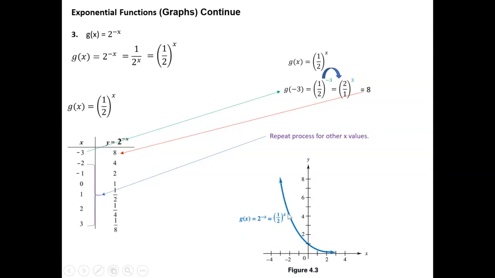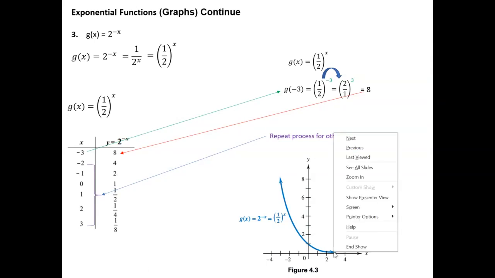So anyway, this is the graph. At -3, it goes all the way to 8. At -2, it'll give us 4. At -1, it's going to give us 2. At 0, it's going to give us 1. At 1, it will be 1/2. At 2, it'll be 1/4. And at 3 it's going to be 1/8, which is real close to the x-axis.